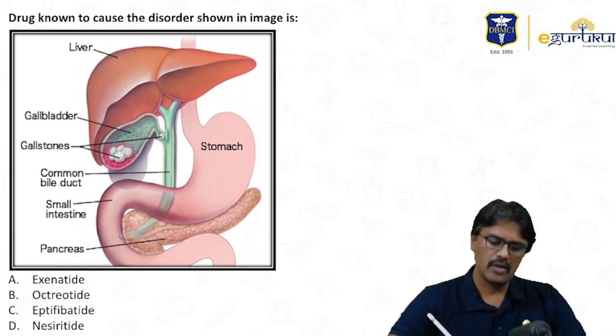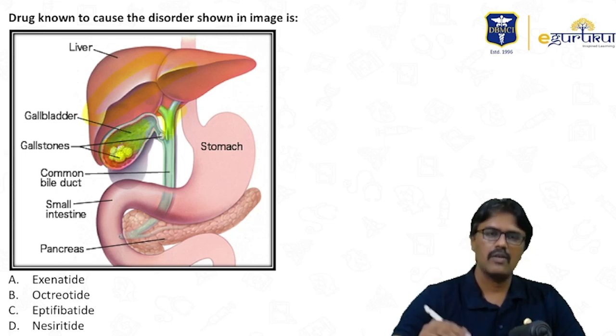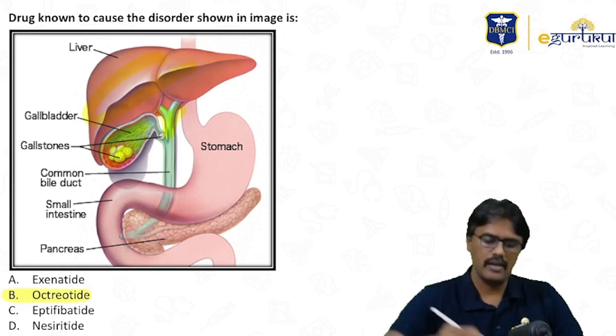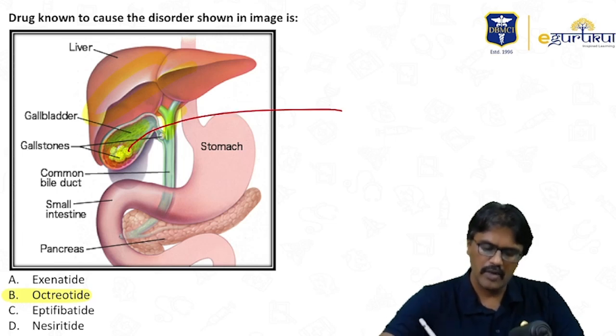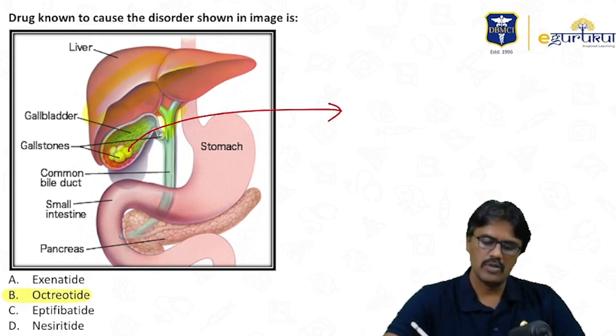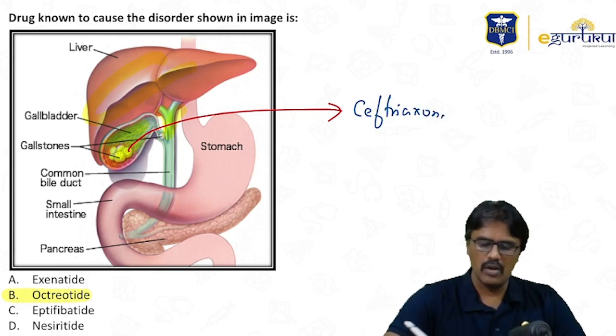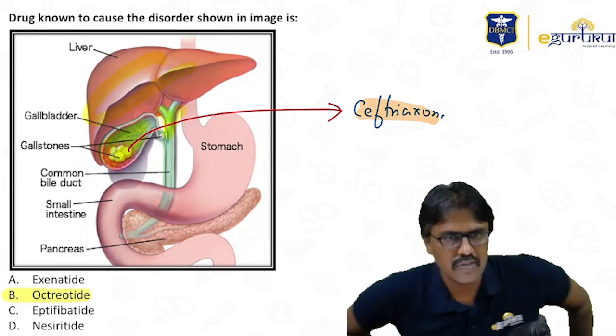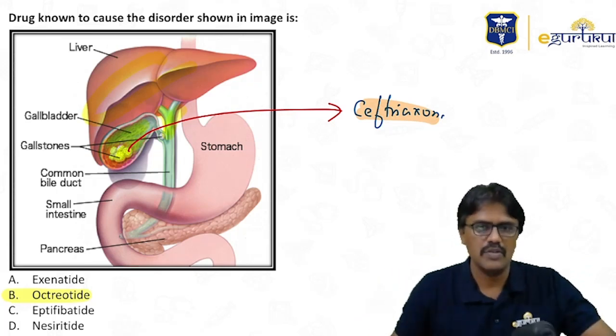Drug known to cause the disorder shown in the images. So you can see here, this is the liver, this is the biliary tract. You can see the gallbladder, there is a stone. So which drug can cause this stone? It is none other than octreotide. So octreotide is the drug which can cause stones. Can you tell me one more drug, an antibiotic, which can cause stones? It is ceftriaxone. Ceftriaxone can cause pseudolithiasis. Now we are also using ceftriaxone for COVID-19 to prevent secondary bacterial infections. So this is a question which may be expected.